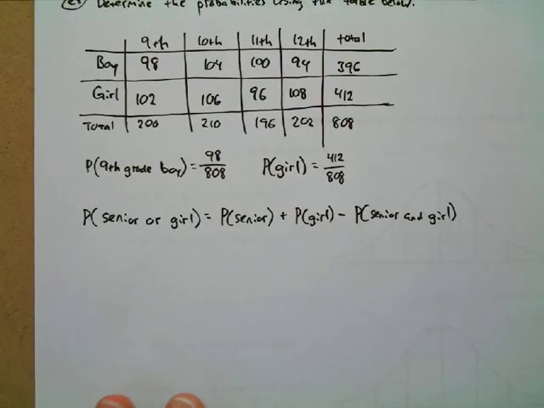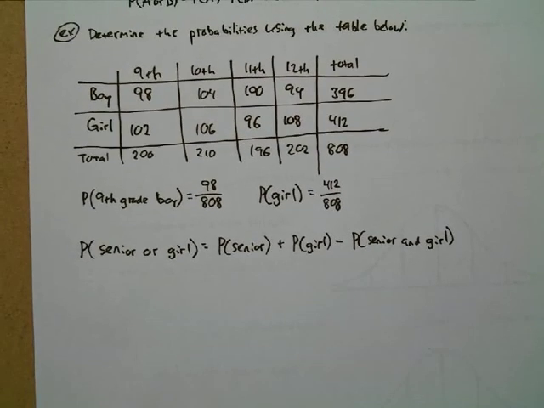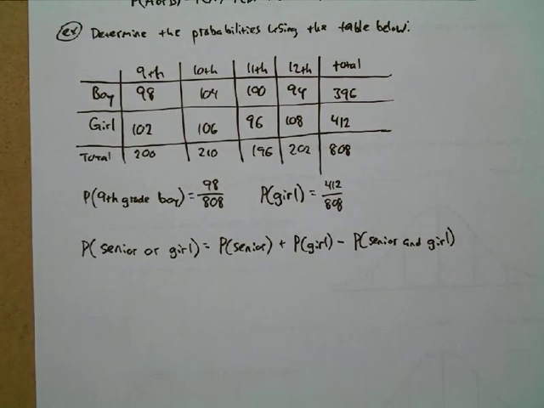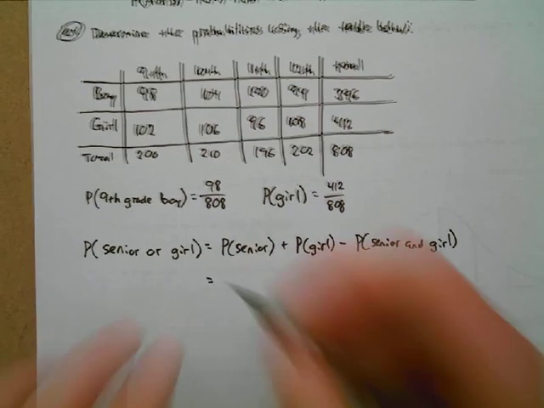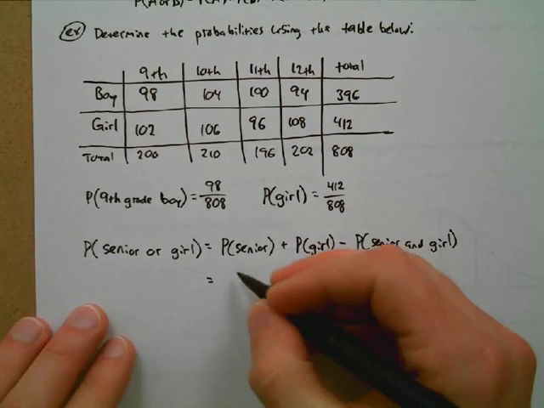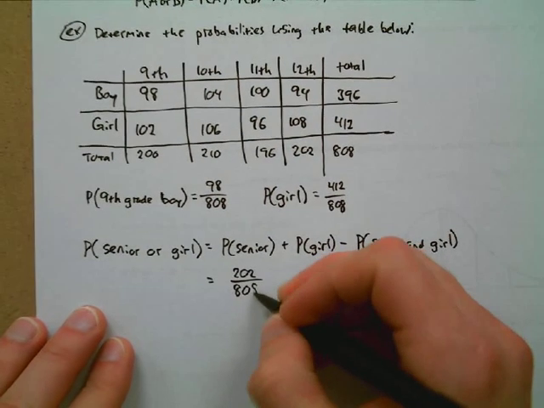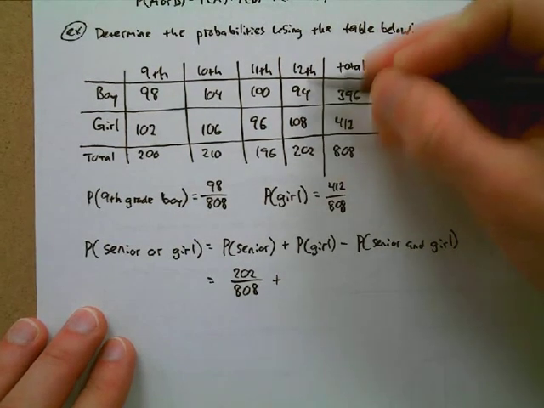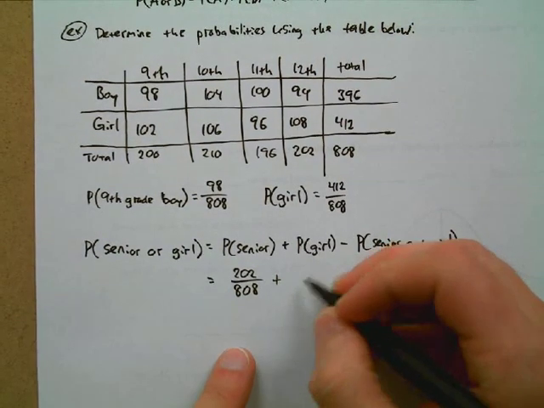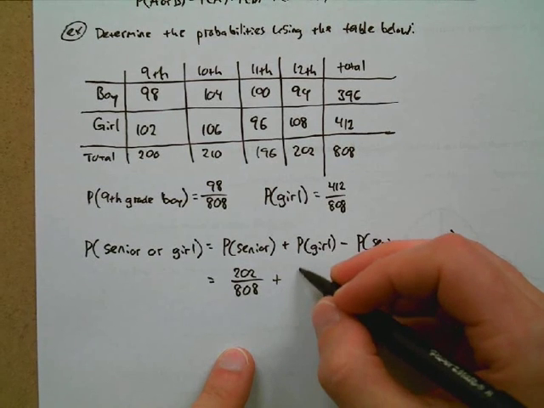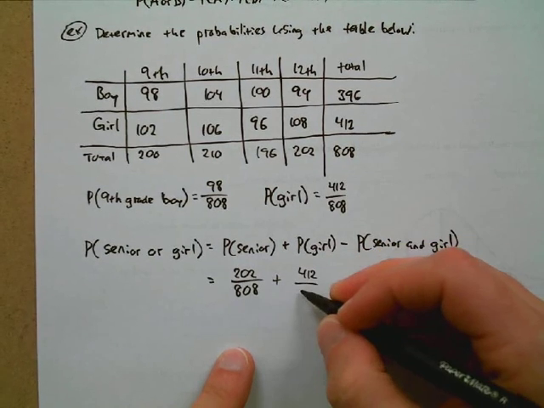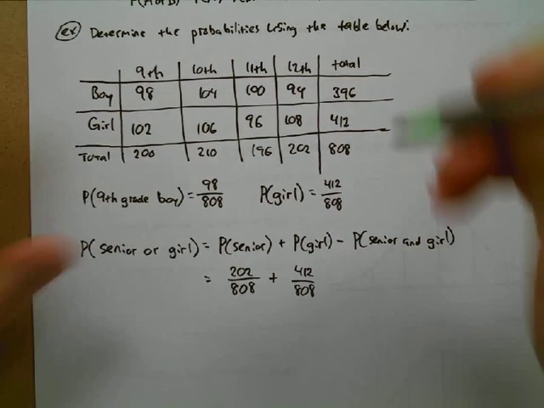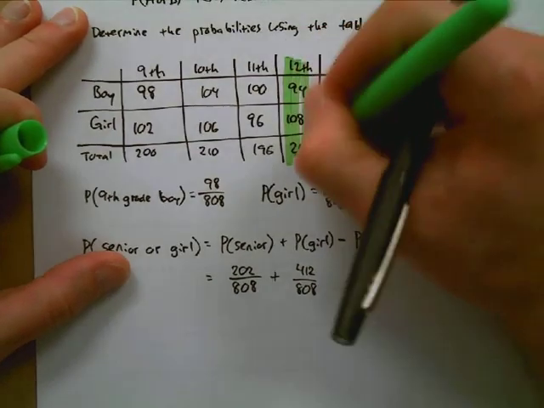So the probability of being a senior or girl is the probability of being a senior plus the probability of being a girl minus the probability of being a senior and a girl. Here's the idea. How many seniors are there? 202 out of 808. They're right here: these are the seniors, 94, 108, and the 202. But then also, we have the probability of girls. How many girls are there? 412 out of a total of 808. So we have our 12th graders here, and we have our girls here.